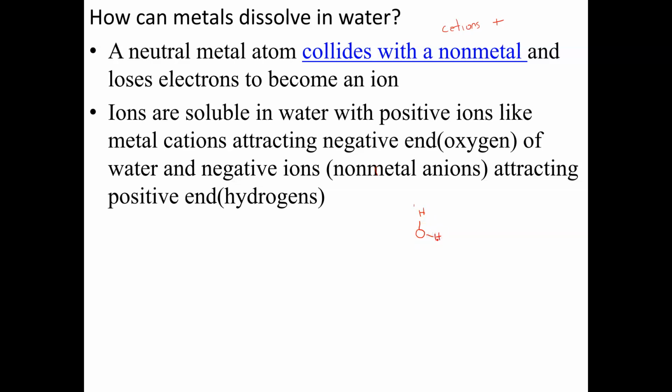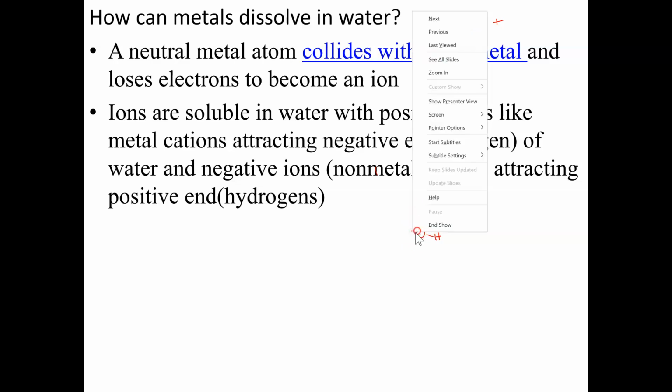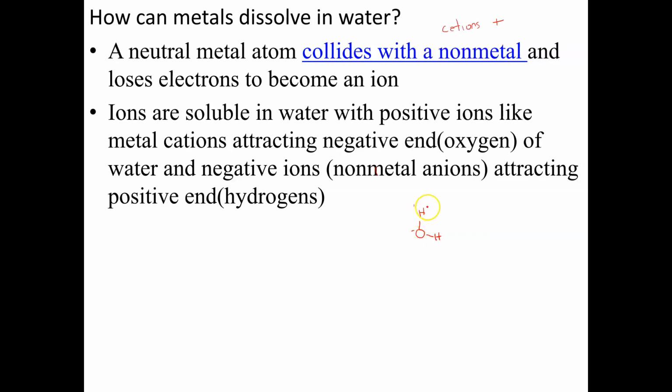Water also has electronegativity. There's a positive end and a negative end. The negative end is the oxygen because it's more electronegative. So we're going to put a little negative sign to represent that just so we can recognize it. The hydrogen end is positive. We're going to put a little plus sign next to it so we can recognize it. So what happens is that when you have cations, which are positively charged, like let's say Ca2+, they are attracted to the oxygen end of water.